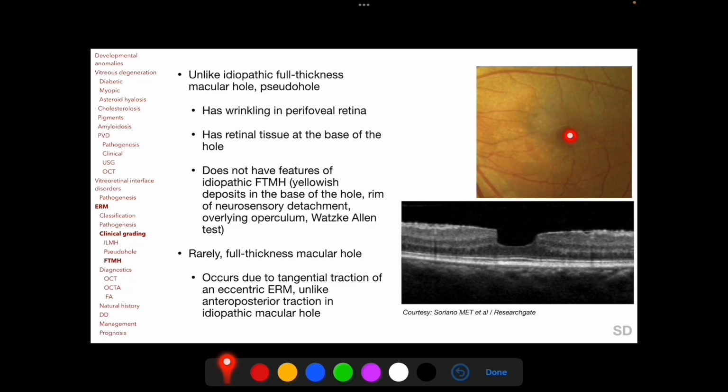Unlike idiopathic full-thickness macular hole, a pseudohole has wrinkling in the perifoveal retina, has retinal tissue at the base of the hole, and does not have features of idiopathic full-thickness macular hole such as yellowish deposits in the base of the hole, edema or neurosensory detachment surrounding the hole, overlying operculum, and a positive Watzke-Allen test, which we will be discussing in the next session. Rarely, an epiretinal membrane can lead to a full-thickness macular hole due to tangential traction from an eccentric epiretinal membrane, and this is unlike idiopathic full-thickness macular holes which occur due to anteroposterior traction, as we will be discussing in the next session.